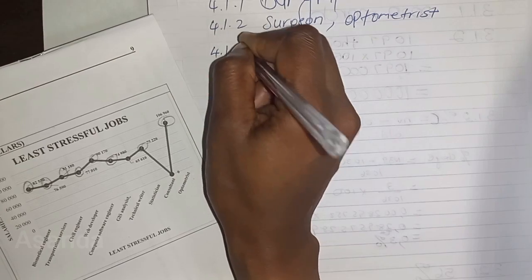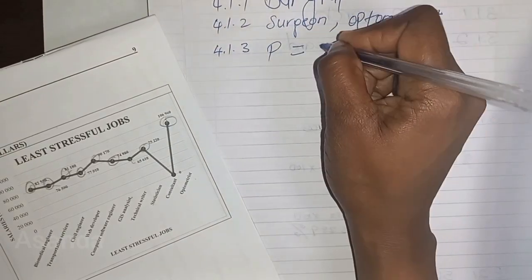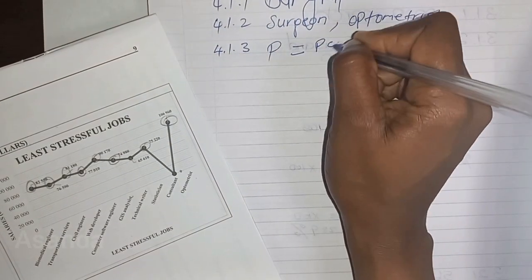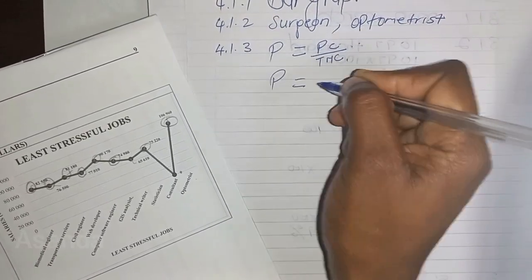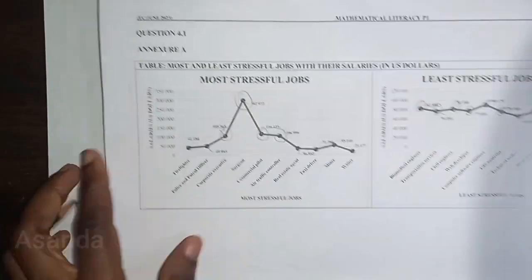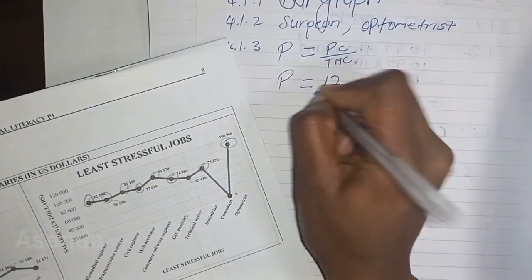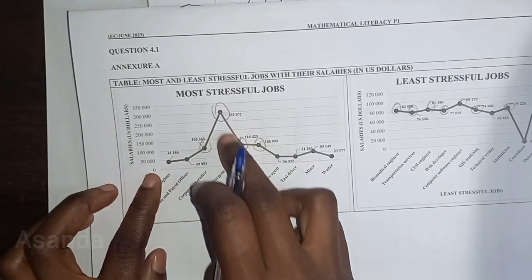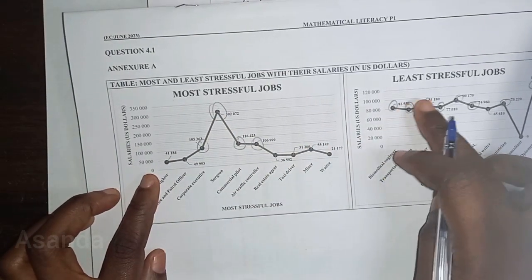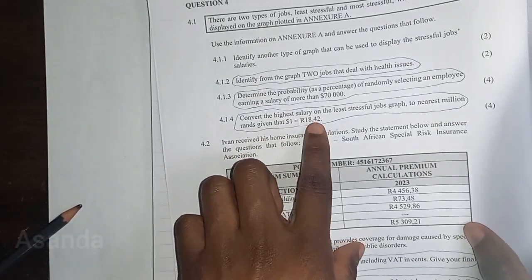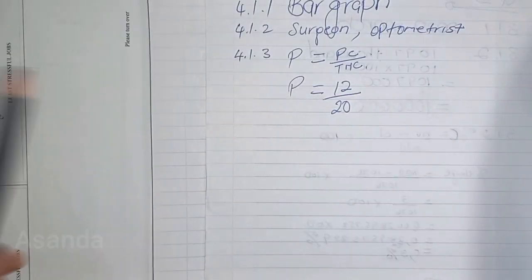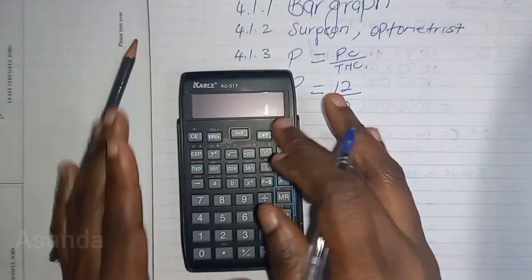So that's 4.1.3. Probability is equal to possible chances divided by total number of chances. And therefore, probability is equal to what are the possible chances? We said 12. So we're going to go with 12 out of 20. Now, did they say anything else? They said as a percentage. So probability, we get it as a fraction from here, and then we're going to calculate the percentage by getting the decimal.